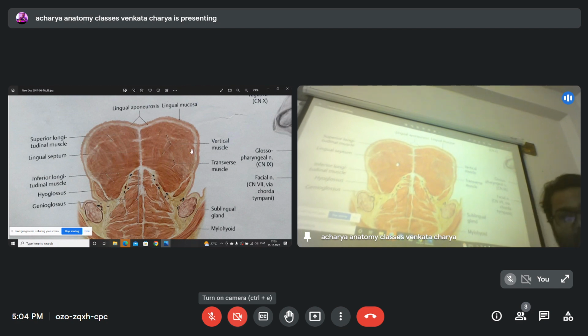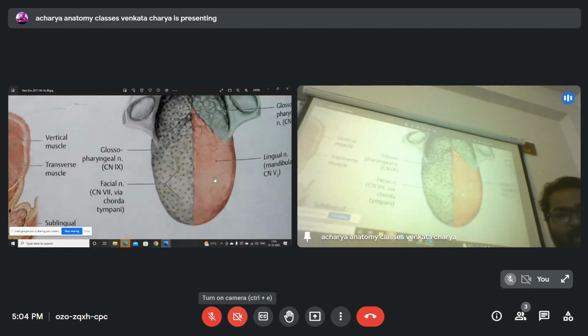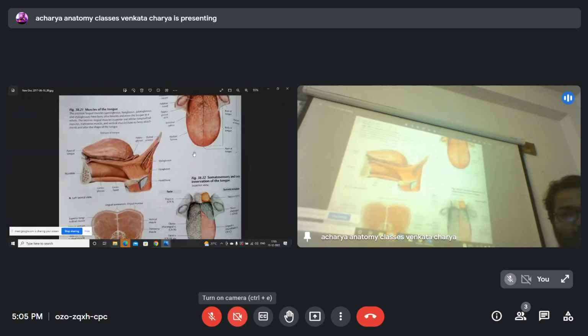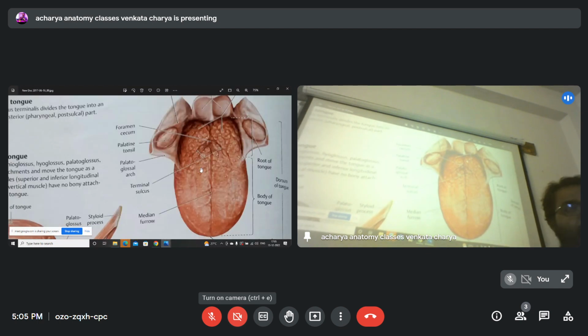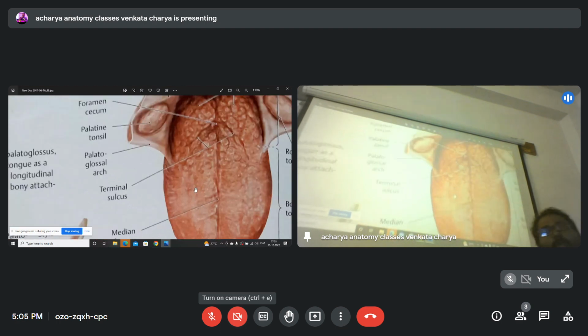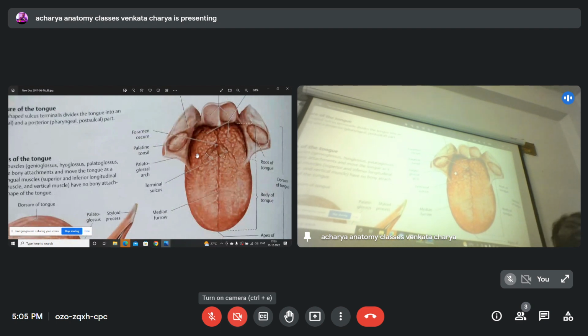Next, surfaces. First we discuss the dorsal surface of the tongue. The dorsal surface is subdivided into two parts by the V-shaped sulcus, called the sulcus terminalis.